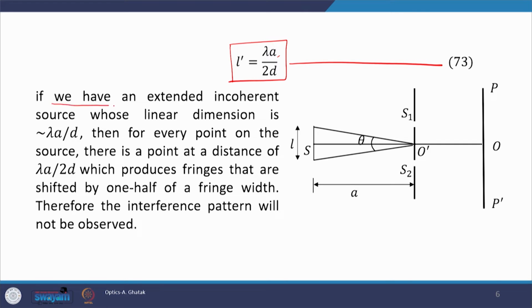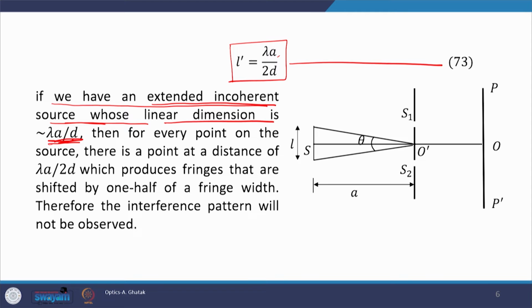Now, if we have an extended incoherent source, we are taking a different case. Till now we considered two point sources, but now we are considering a line source. A line source means an array of point sources. Now, we have an extended incoherent source whose linear dimension is given by lambda A by d, which is twice of L prime, because twice of L prime is lambda A by d.